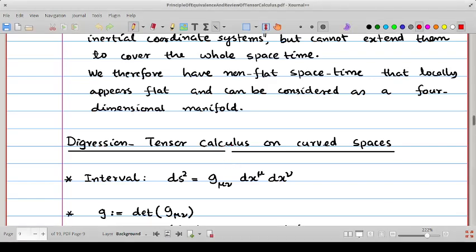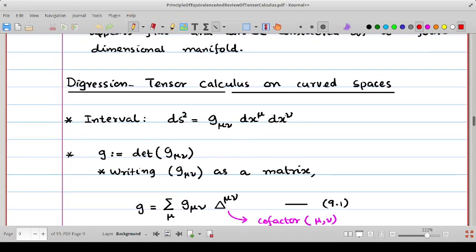We now review some of the topics of tensor calculus. In a curved space, the interval in the space is given by the metric tensor in the following form. The infinitesimal interval between two nearby points is ds squared equal to g_{μν} dx^μ dx^ν, where x^μ are the coordinates used and dx^μ are the coordinate differentials.